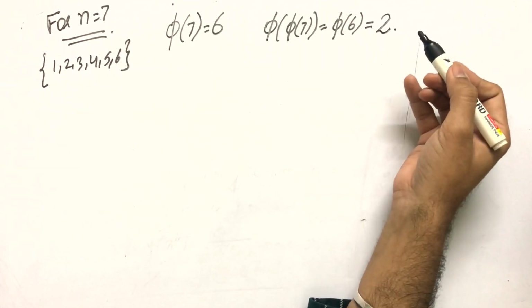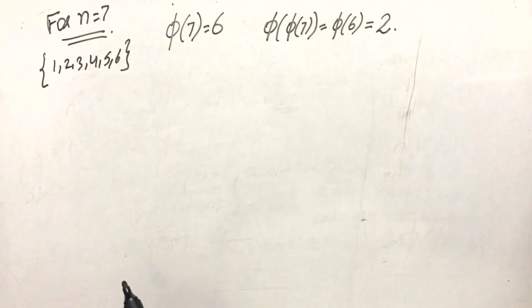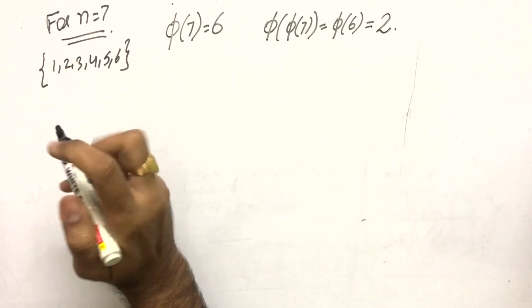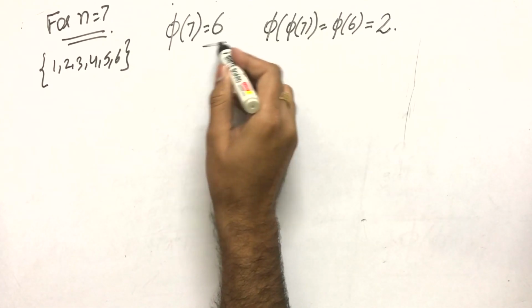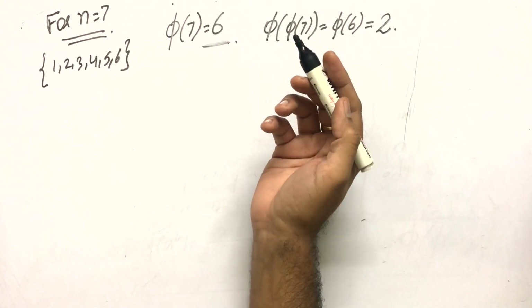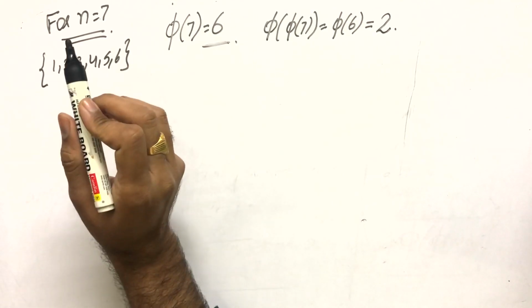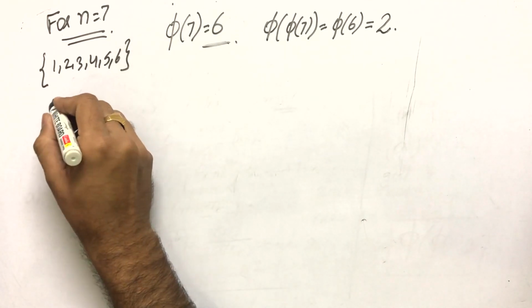And what are those? They may be any two of these numbers. Out of these 6, 2 numbers are primitive roots of 7 having order 6. Let us try finding them. As earlier, 1 is out because the order of 1 cannot be 6. Let us start from 2.